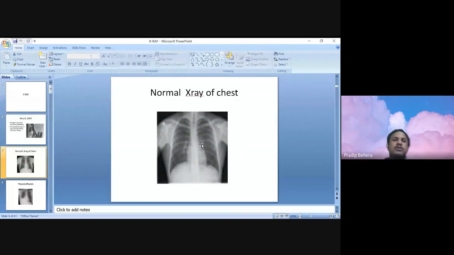Then the left atrial appendage, and the last part, up to the cardiophrenic angle, the downmost part and the whole of the left border of the heart, is due to the left ventricle. So this is the left ventricular shadow, this is the right atrial shadow, and these are the different structures which make up the border of the heart.